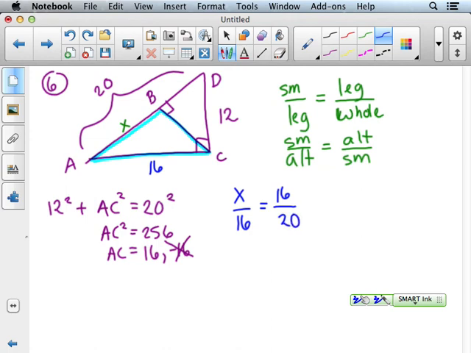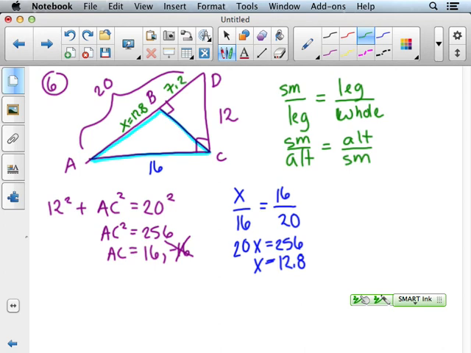So I'm going to cross multiply, and that gives me 20x equals 256. And so divide, I get x equals 12.8. So this is 12.8. Now I could set up another ratio to solve for BD, but I'm just going to subtract. 20 minus 12.8 is 7.2. So I know this is 7.2.